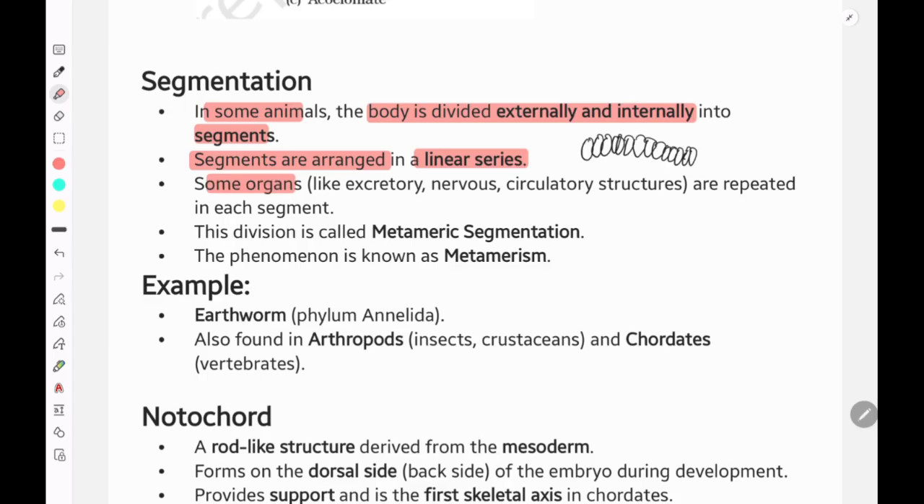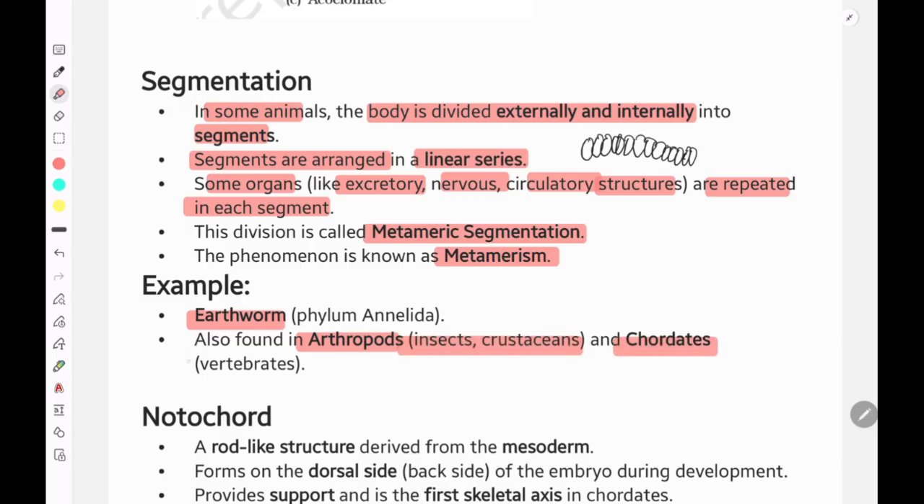Some organs like excretory, nervous, circulatory structures are repeated in each segment, not all but some. This is called metameric segmentation, and the phenomenon is known as metamerism. Examples are earthworm, also found in arthropods like insects, crustaceans, and chordates, that is vertebrates.